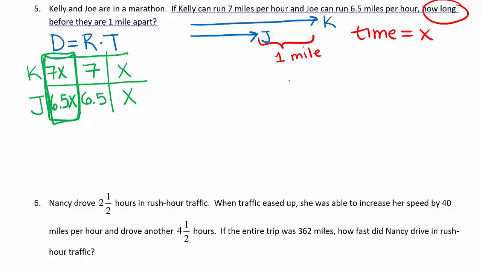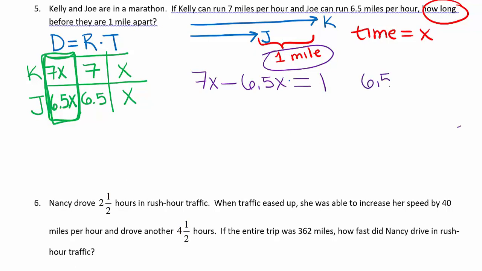So now that I have expressions for the distance that each of them travels, I can write my equation. If I take a look at this picture, the equation that I'm going to set up has to describe the fact that the distance between them is 1 mile. So if I take the distance that Kelly travels and I subtract the distance that Joe travels, the difference between those distances has to equal 1. And this is my equation. Or if it makes more sense to you when you look at this picture, you could take Joe's distance, which is 6.5x, and add the mile, and that has to equal Kelly's distance.